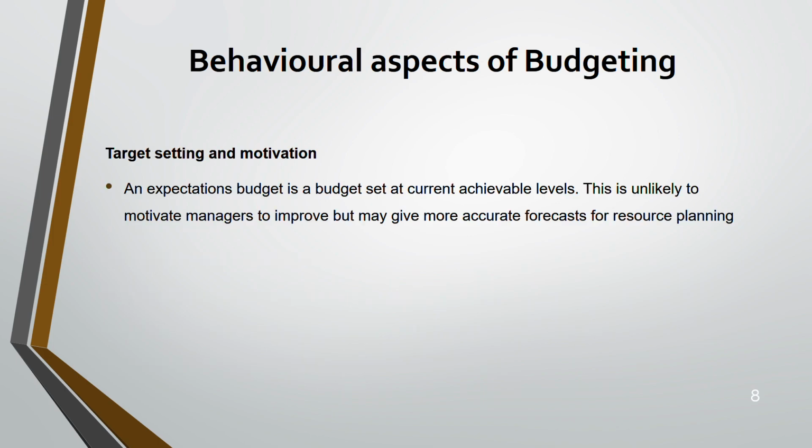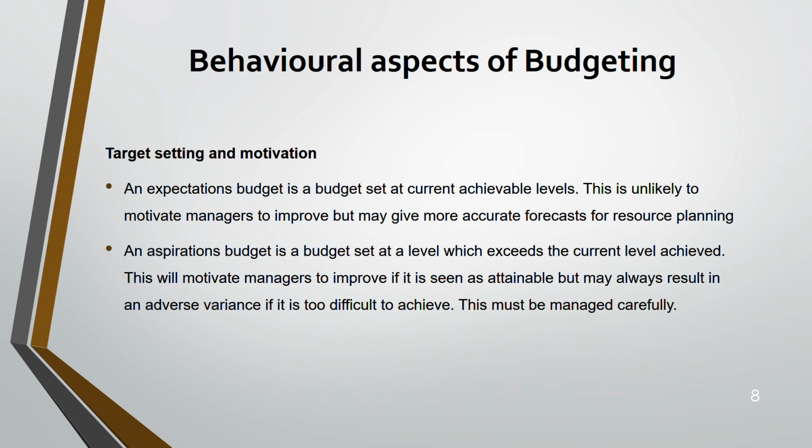Target setting and motivation. When you're setting a budget, you make sure that you set it at the currently achievable level. Most of the time, it is likely that you want to set it at the currently achievable level. Whatever currently you are achieving, you want to set at that level. But remember, this is unlikely to motivate managers because they know they can easily achieve it. What is there to motivate them? They will not improve either because they know they are able to achieve currently. But if you set your budget at that level, it can give you more accurate focus because you know what is working at that level.